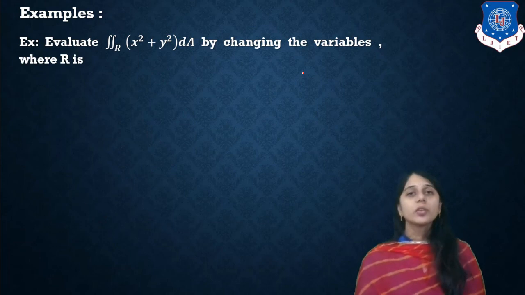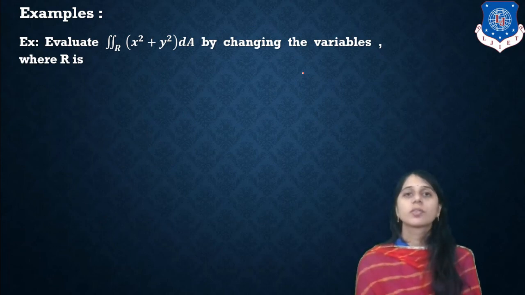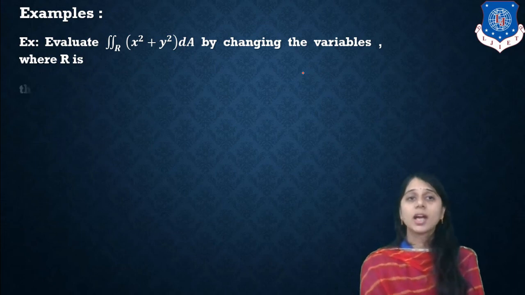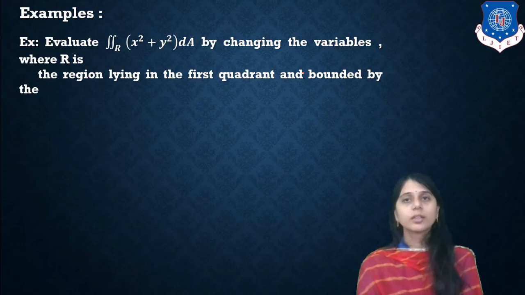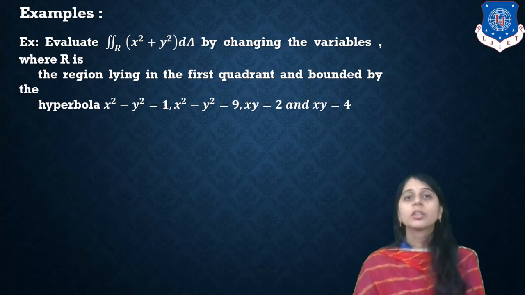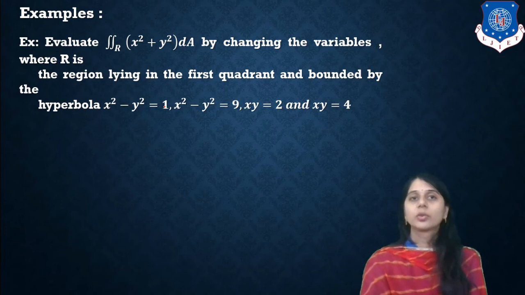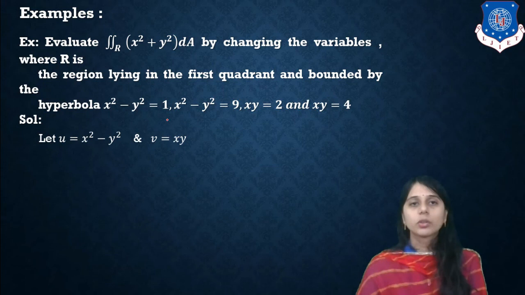Now the next example: evaluate the double integral over region R of x square plus y square dA by changing the variable, where R is the region lying in the first quadrant and bounded by the hyperbolas x square minus y square equal to 1, x square minus y square equal to 9, xy equal to 2 and xy equal to 4. So we take u equal to x square minus y square and v equal to xy.